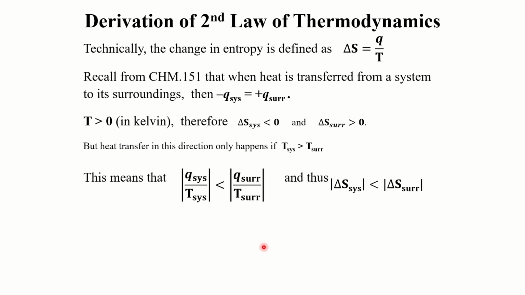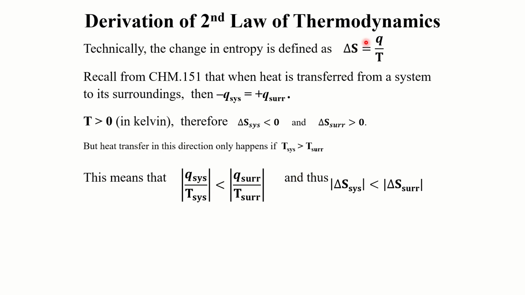So what this tells us then is that the overall magnitude of Q system over T system must be less than Q surrounding over T surrounding. How do we know this? Well, again, if these Q values are the same as one another, but heat transfer only happens if the temperature of the system is greater than the temperature of the surroundings, if this number is greater than this number, then we can safely say that this fraction, this value, must be less than this value.